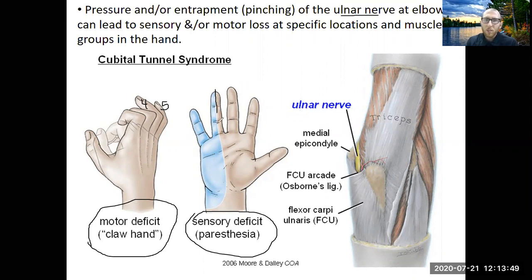But then 1.5 fingers, and I do want to make a division between 1.5 here for paresthesia, or you'll lose the sensation in those fingers, the 1.5 fingers there from the ulnar. And again, if you hit your funny bone, don't try that at home. You'll feel it go down through the 5th and half of the 4th digit on the medial side.